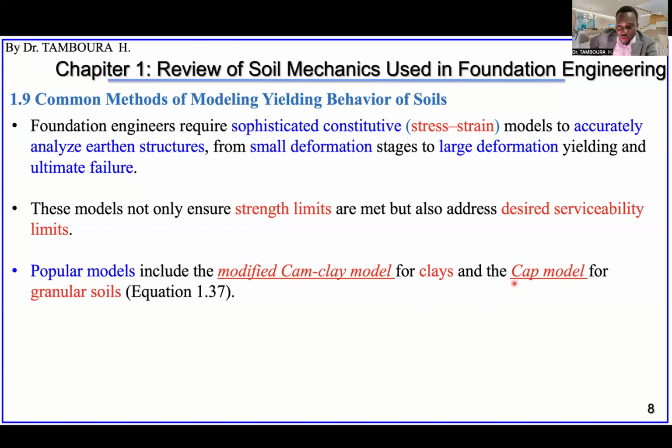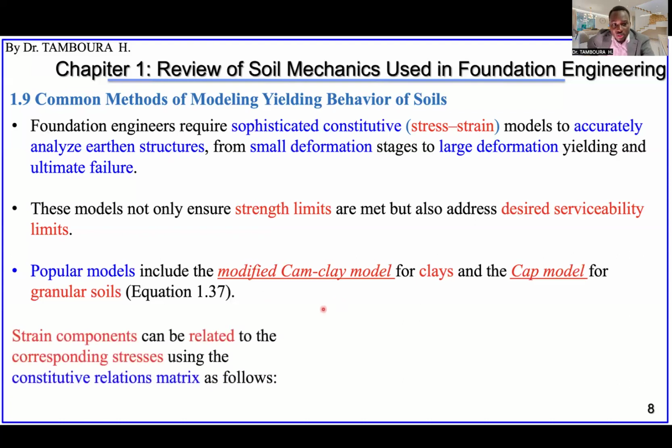So in this video, we will start talking about this model first, and maybe the next video will also be about this model, but the video following will be about the other model. Okay, the modified Cam clay model.